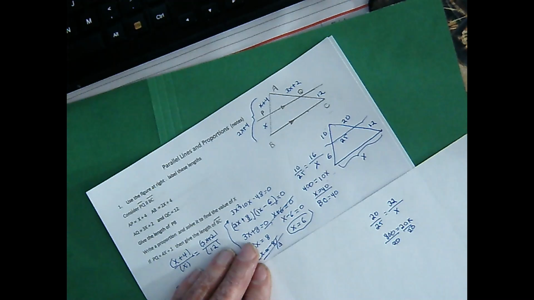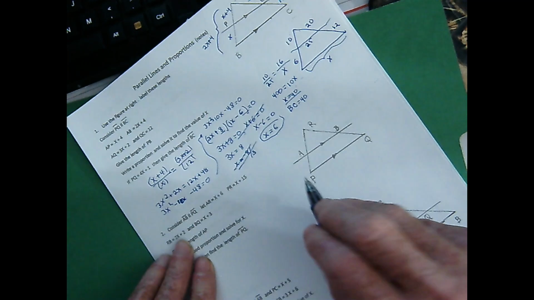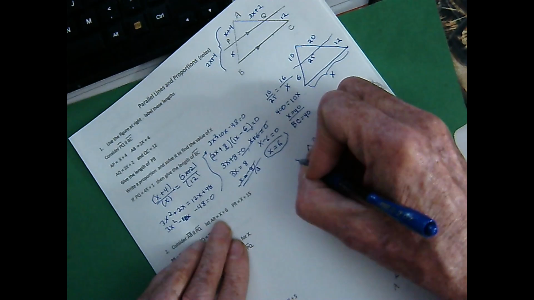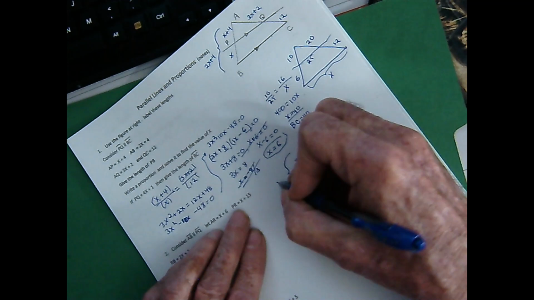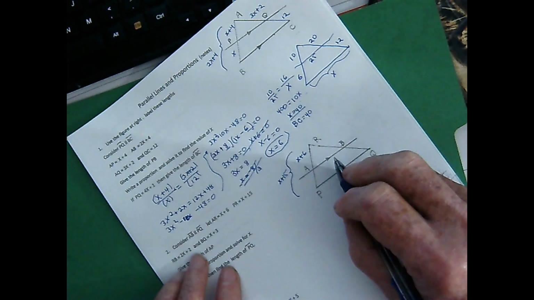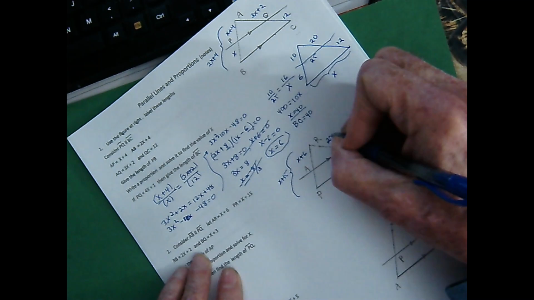Let's jump on the next one, see what we can do. I'll try to be a little more careful. I'm told that AB is parallel to PQ. I've given some lengths. RB, let me start up here. AR, x plus 6. PR, that full length there, x plus 15. RB, this part is 2x plus 2. While BQ, the lower length, is x plus 3.